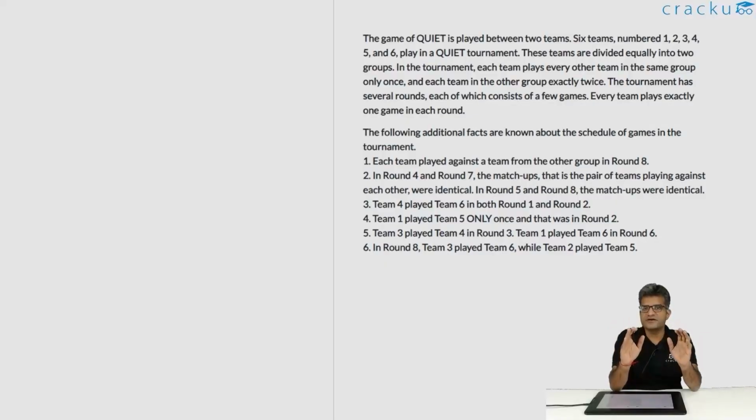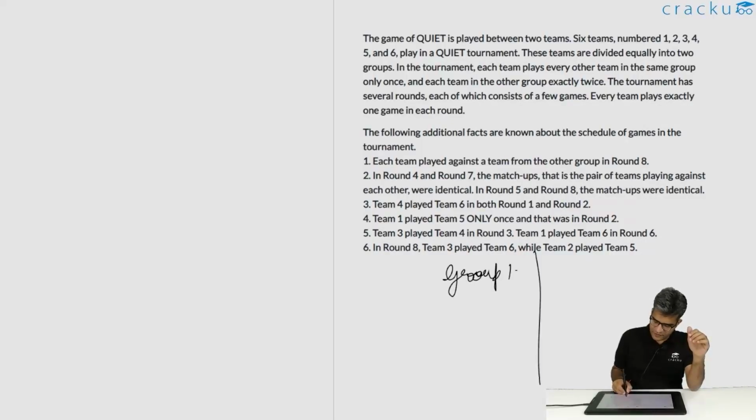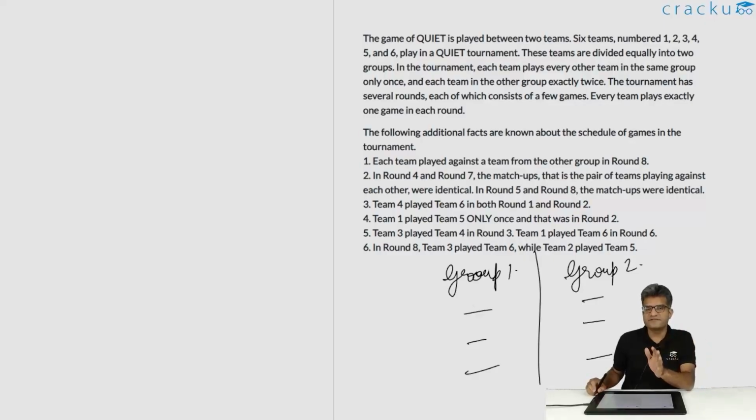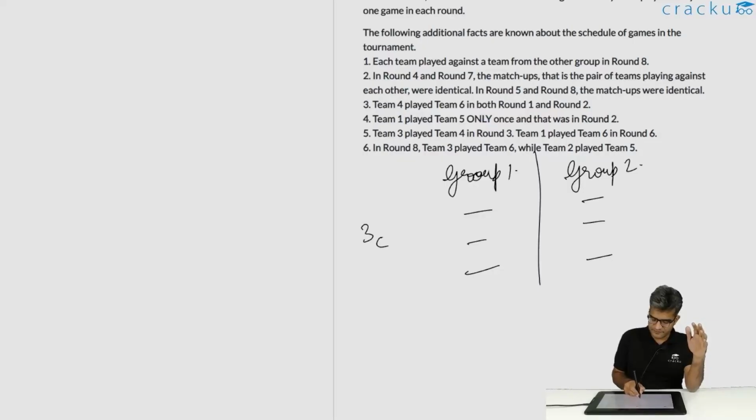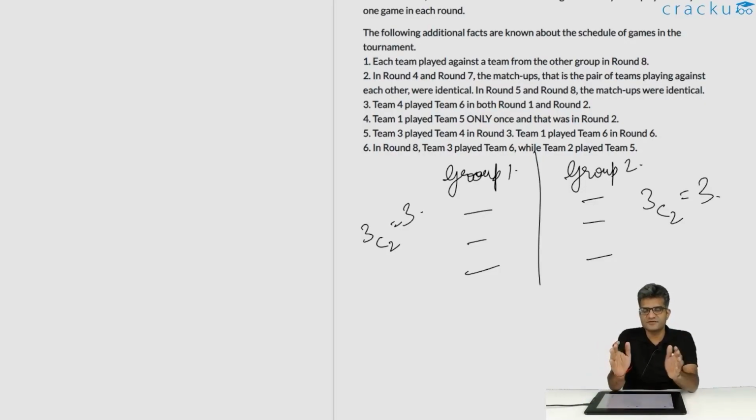So let us first try to identify how many games happen overall. We have group 1 over here, and we have group 2 over here. Group 1 has 3 teams, group 2 has 3 teams. The number of games that the 3 teams of group 1 play against each other internally will be 3C2, which is equal to 3. Suppose the 3 teams are A, B and C. The 3 games will be A versus B, B versus C and A versus C. Similarly, internally in group 2, we will have 3 games. We have 3 teams, they play against each other exactly once, so we get 3 games.